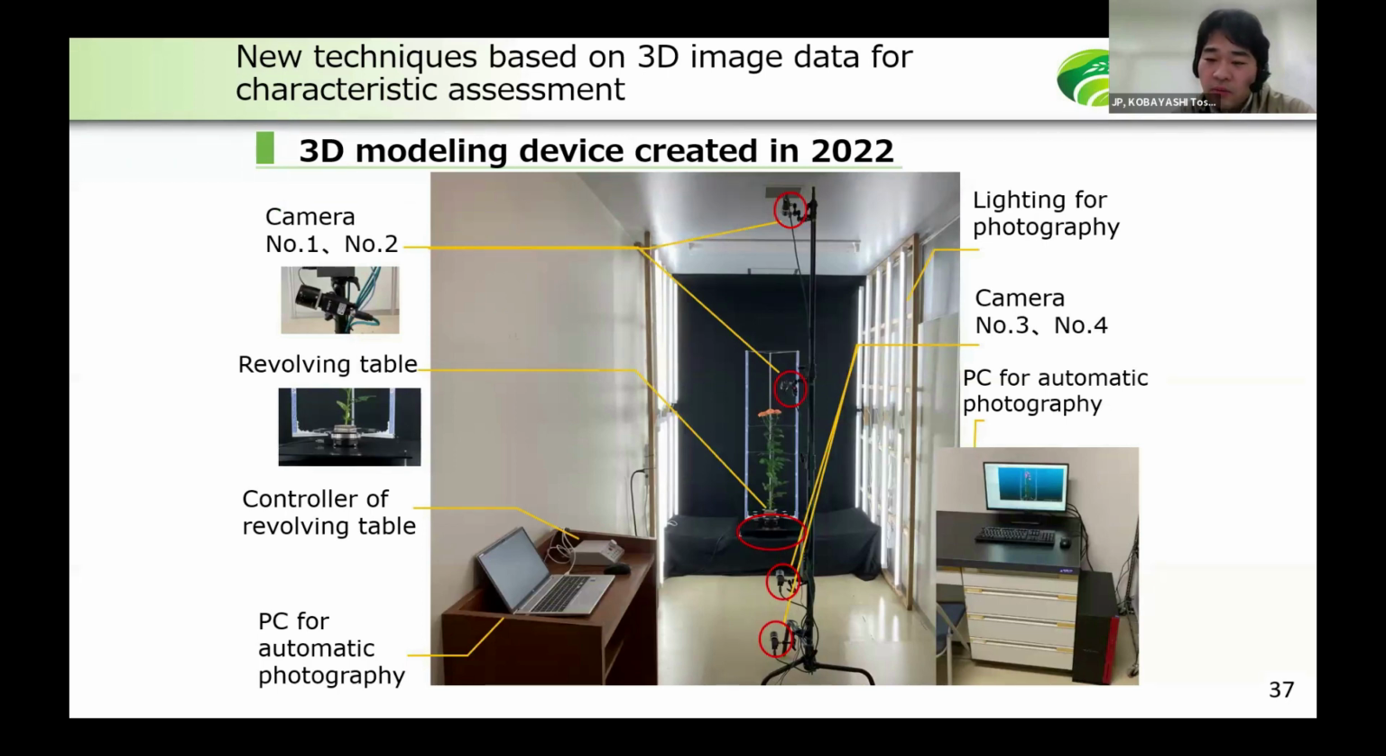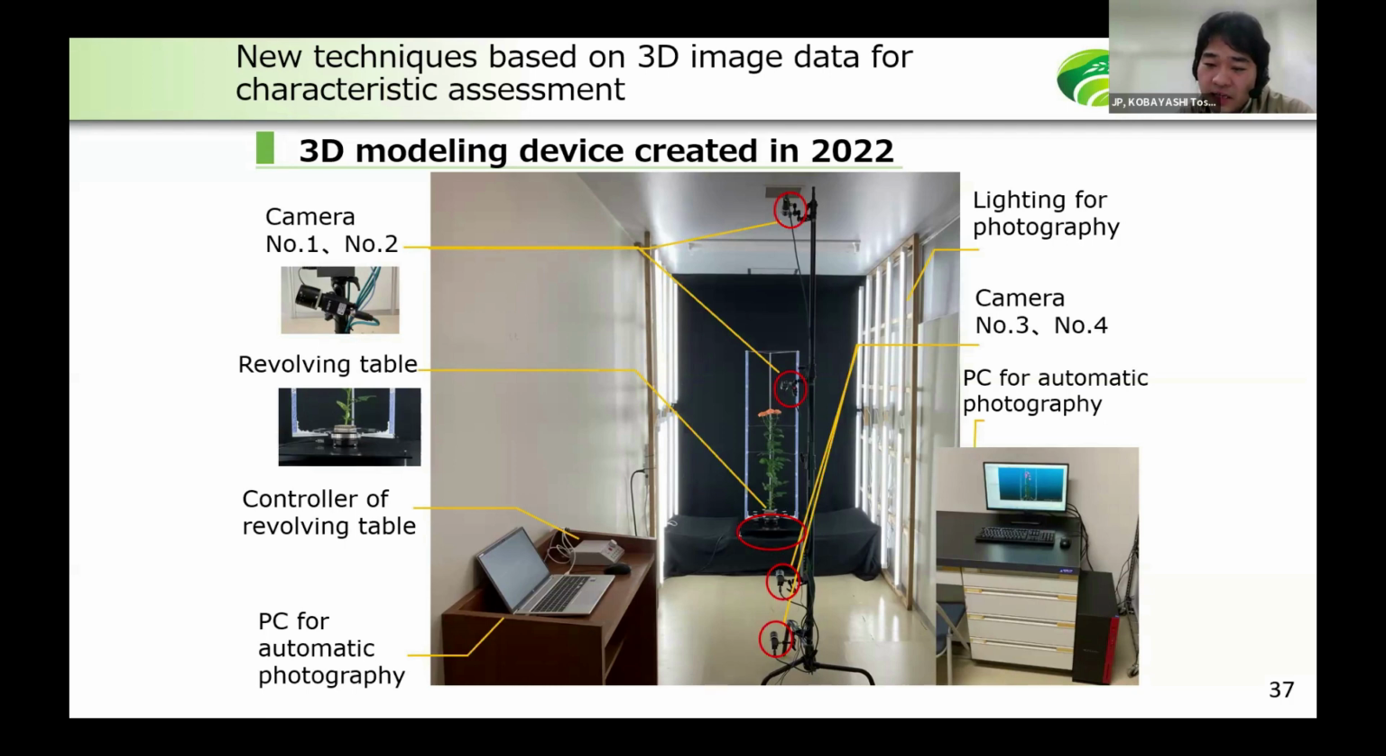This type of 3D modeling device was created in 2022 in cooperation with the Research Center for Agriculture Robotics in Japan. The plant was placed on center of revolving table and photographed with a camera from all 360-degree directions while being rotated little by little. In addition, the three-dimensional structure of the plant is reproduced on a computer by taking pictures from various angles with 4 cameras of different heights.